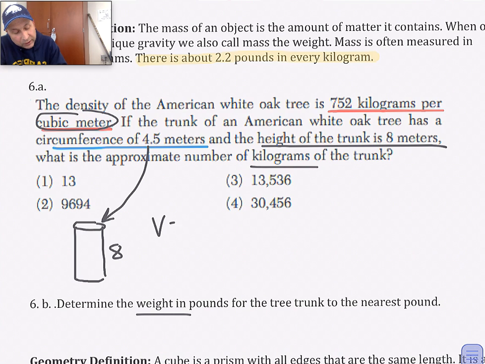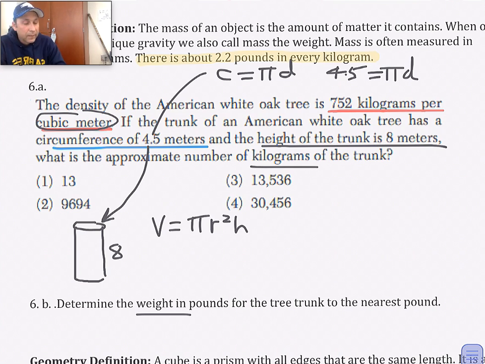To figure out the volume of a cylinder, it's pi r squared times h. And we're sitting on the height. We know the height is 8, but we have a problem. We don't know what the radius is worth. And that's where the circumference is going to help us out. So the circumference formula is pi times d. And if the circumference was 4.5, we know that 4.5 is equal to pi times d. Using that formula, we can figure out what the diameter is by dividing by pi. And that's a start. That'll give me the diameter.